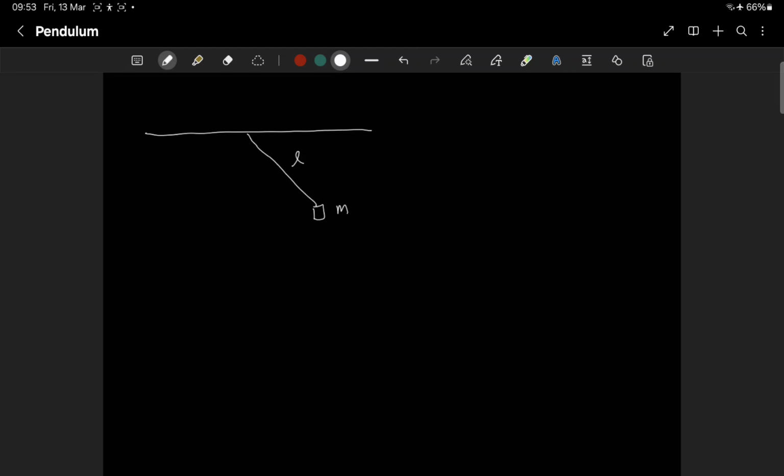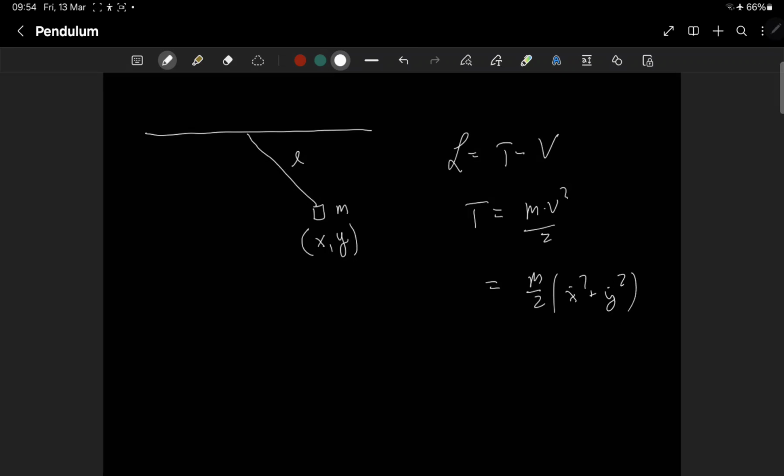So to solve this problem, let's remind what the Lagrangian is first. The Lagrangian is basically the kinetic energy minus the potential energy, and in this case the kinetic energy is just m times v squared half. So v is the velocity, and if we consider the position of this mass here to be x and y, then the kinetic energy is just m half times x dot squared plus y dot squared.